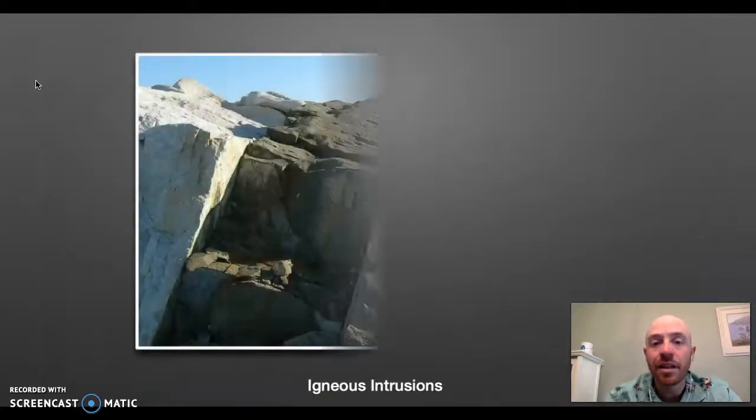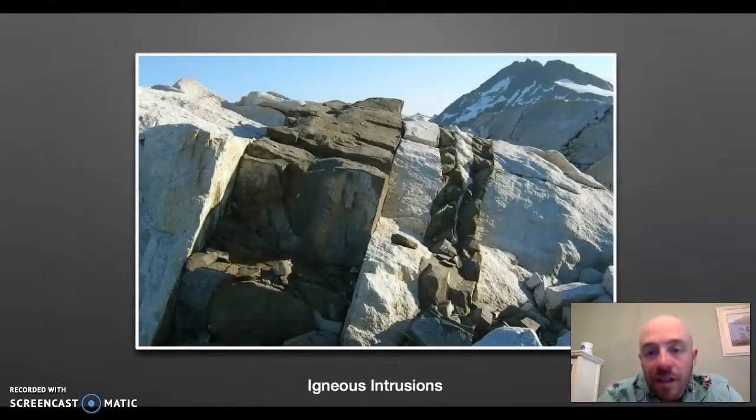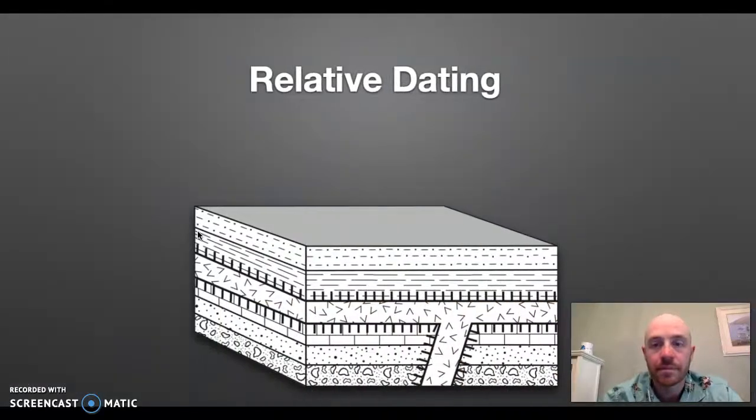So what does that look like? It looks a little bit something like this. So you can see in here, you have some of these rock formations, the darker ones here, that have intruded into the rock layer. So this is an older rock layer that has pushed its way into a younger rock layer.